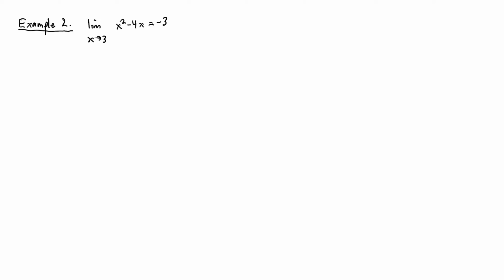So this next one is going to be a quadratic function, x squared minus 4x. That's the function. We want to take the limit as x approaches 3, and that should equal negative 3. For this one, we need to do a little bit of preparation, because the fact that this is a quadratic function is going to change things a little bit. So before we write the proof, we're going to do some prep work here.